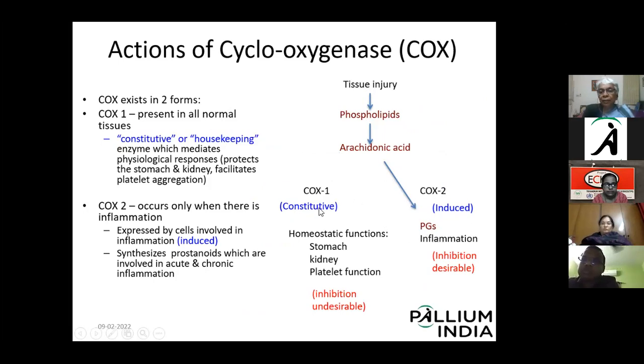But there's another COX enzyme, which is called COX-1, which is present in normal tissues. And this is called the constitutive or the housekeeping enzyme. This is the one that mediates normal homeostatic functions or the physiological responses, like it protects the stomach and the kidney and facilitates platelet aggregation. So this is present normally, whereas COX-2 is produced only when there is inflammation.